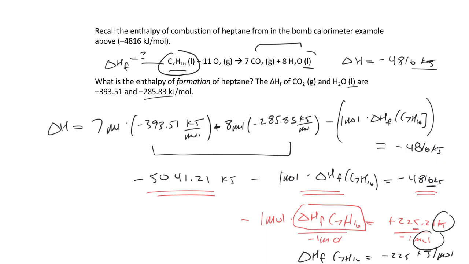And so I just want you to see, this is experimentally how we determine delta HF values. We determine delta HF values by doing experiments like that bomb calorimetry experiment.